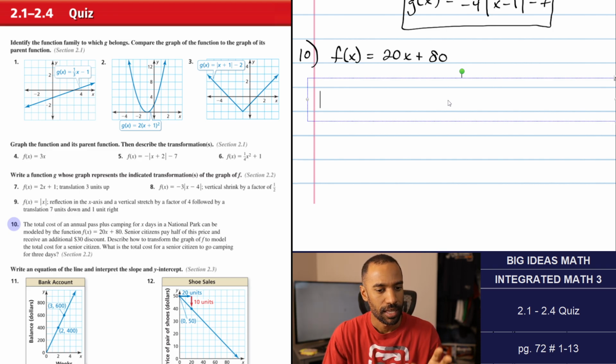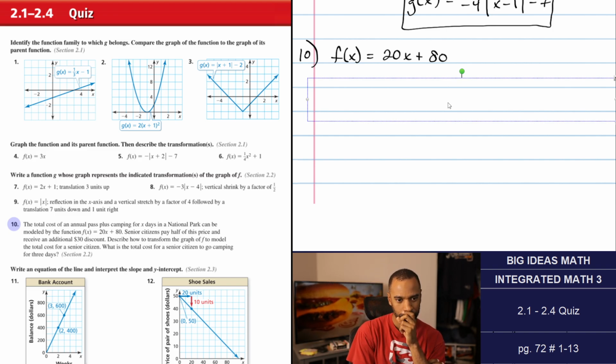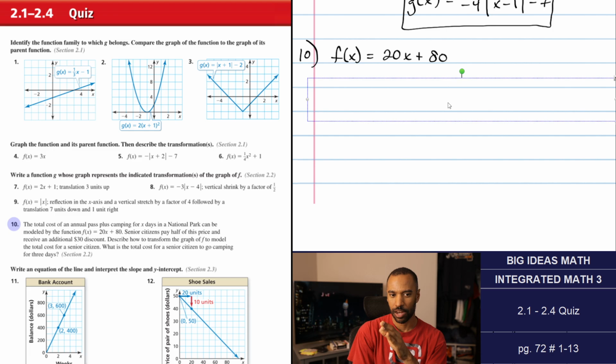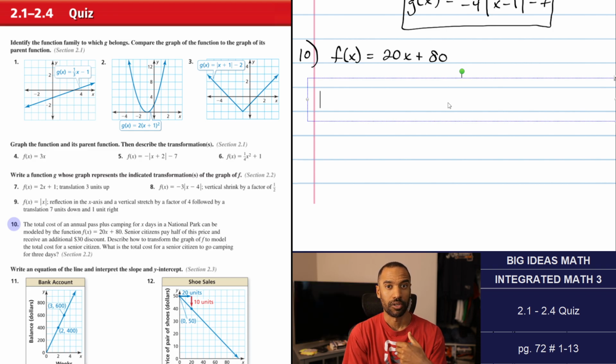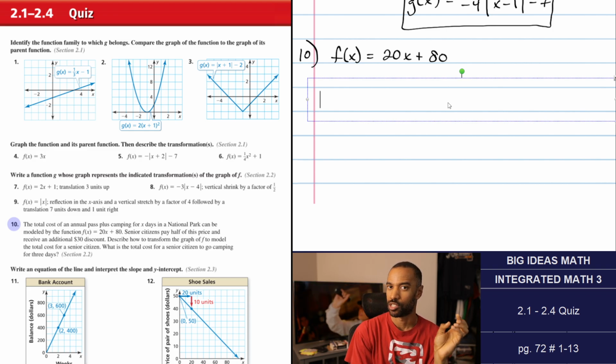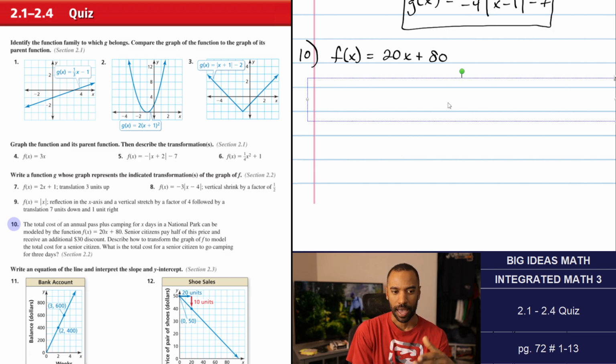They do state that senior citizens pay half this price. Now, the only part I don't know is the 80 part. When I see the 20, it says the total cost of an annual pass plus camping for x days. The 20 to me represents you pay $20 per day. The $80 is an upfront cost. That's the annual pass.